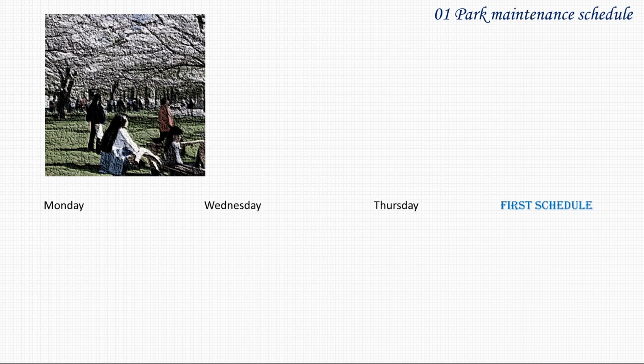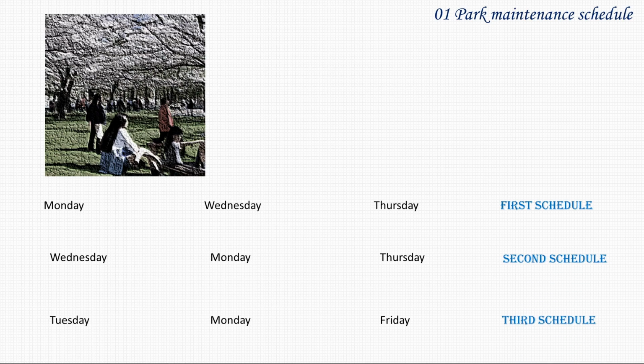When we see a combinatorics problem, the first step we need to take, whether we solve it mathematically or programmatically, is to write down a few options on a piece of paper. So, let's say we have 3 parks, and let's try to write down some possible maintenance schedules for those parks. First schedule: Monday, Wednesday, Thursday. Second schedule: Wednesday, Monday, Thursday. Third schedule: Tuesday, Monday, Friday, and so on.